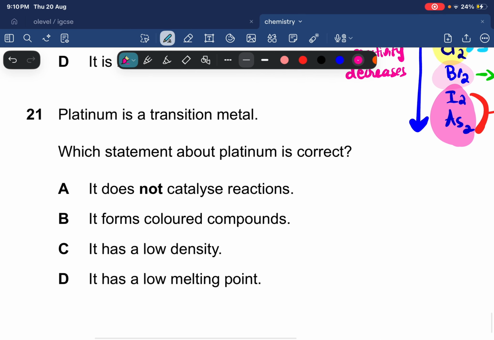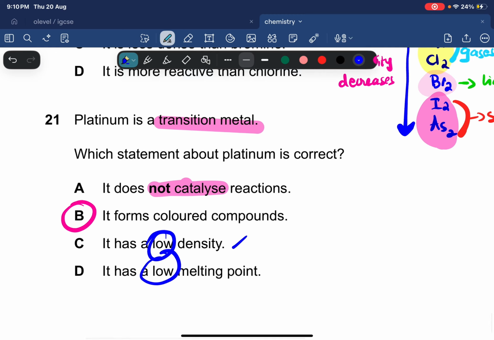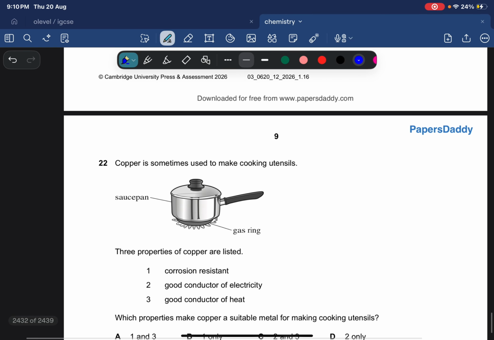Platinum is a transition metal. Which statement about platinum is correct? It's a transition element, it does not catalyze reactions. It will, because transition elements are good catalysts. It forms colored compounds. This is correct, because that's a habit of transition elements: they're going to have variable oxidation states, they're going to be used as catalysts, and they're going to catalyze reactions. You can have high density, high melting and boiling point. So low density, low melting and boiling point is not making sense.